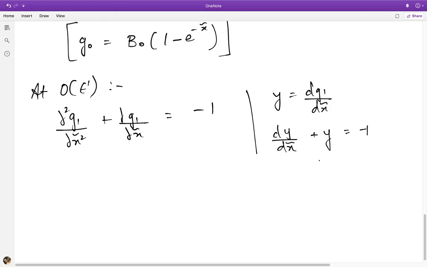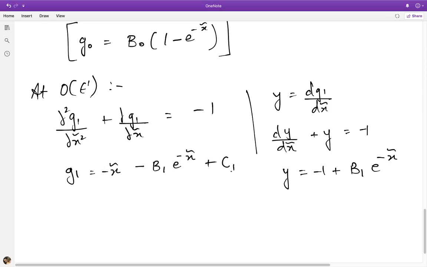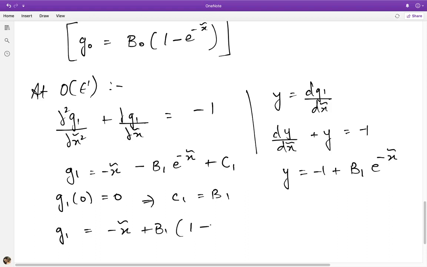So I should be able to get basically y equals -1 plus now b1 as the new constant at the first order, e to the minus x tilde. So this just means that dg by dx is equal to this. So after I do one integration, I can write out that g1 is simply, if I integrate this once over, minus x tilde minus b1 e to the minus x tilde plus a constant c1. And if I apply the boundary condition, I will find, again, because this will go to 0, this term goes to 1, that c1 is equal to b1. And so I get my new solution at the first order to be simply minus x tilde plus b1 into 1 minus e to the minus x tilde.